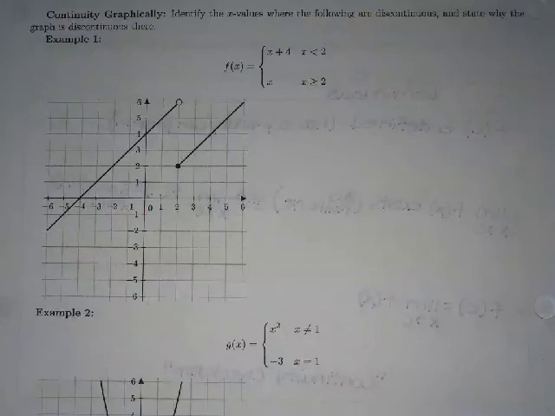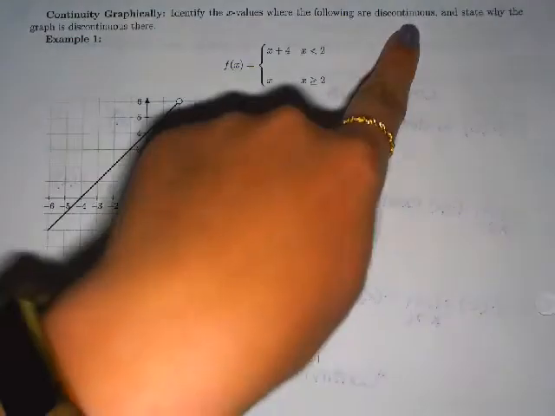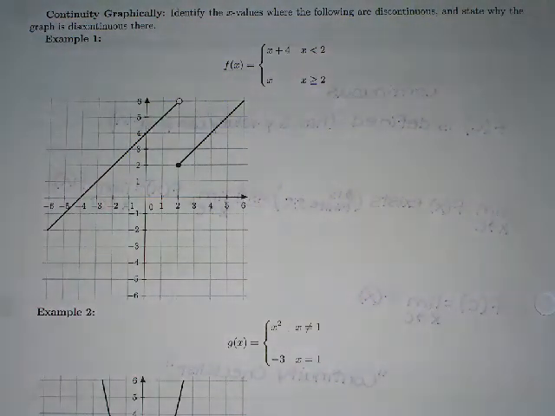Let's put that continuity checklist to use by finding the x values where the following are discontinuous. We're going to state why, and that will be using what properties it failed from that continuity checklist, whether it's one or all three. Let's see.